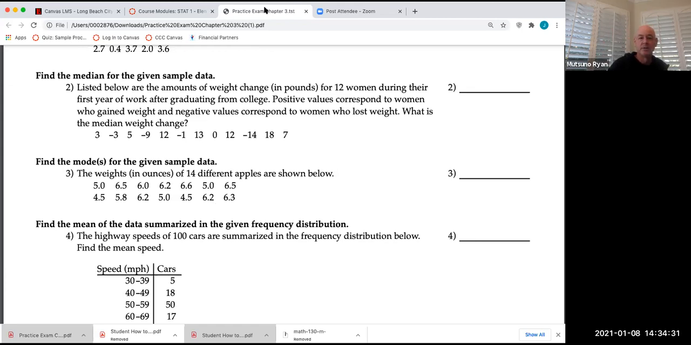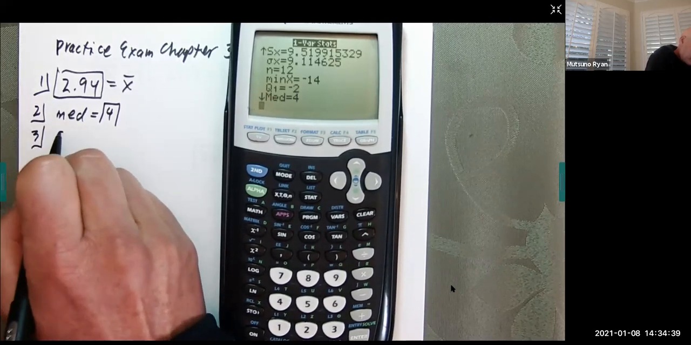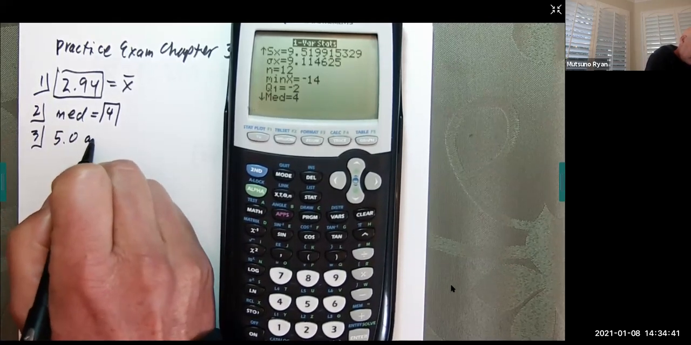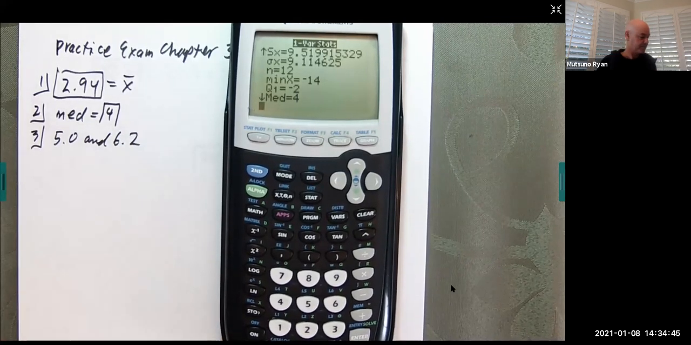Switching back real quick. That means that for number 3, 5.0 and 6.2 are our 2 modes. Back to 4.